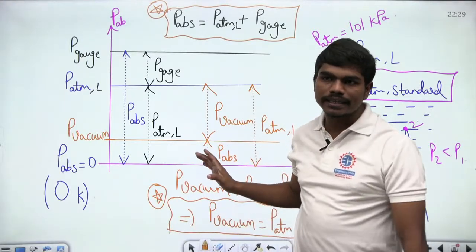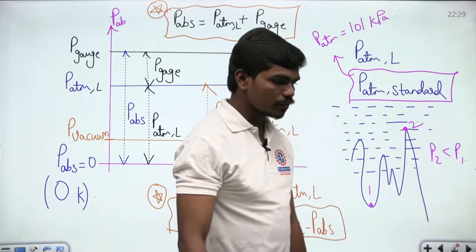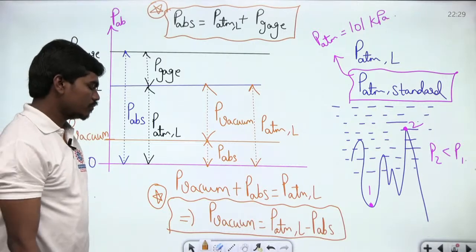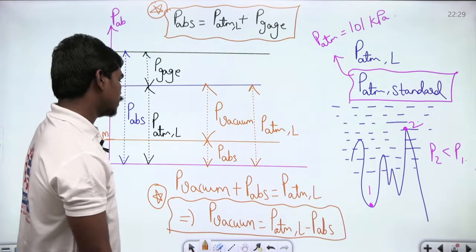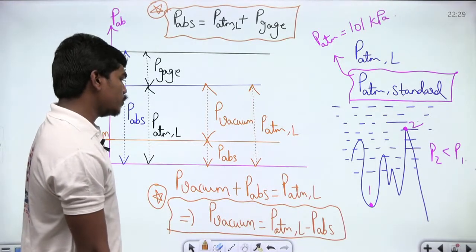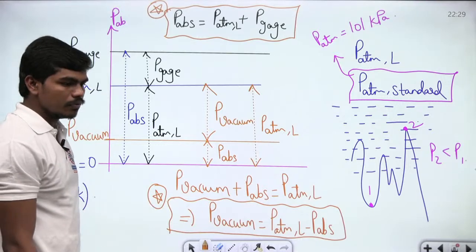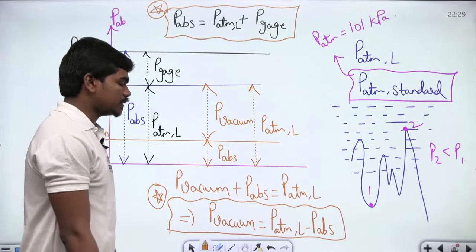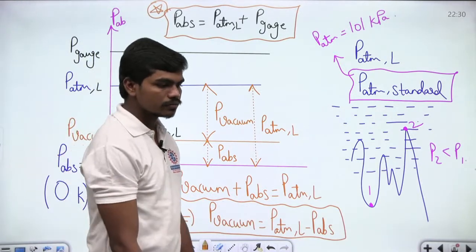And did you all understand this chart? Why is this chart important? Yes, P vacuum is less than P ATM. Oh, I'm sorry, I think I made a mess here. P vacuum plus P absolute is equal to P ATM local, correct? So P vacuum is equal to P ATM minus P absolute, correct? So this vacuum pressure is less than the atmospheric pressure.